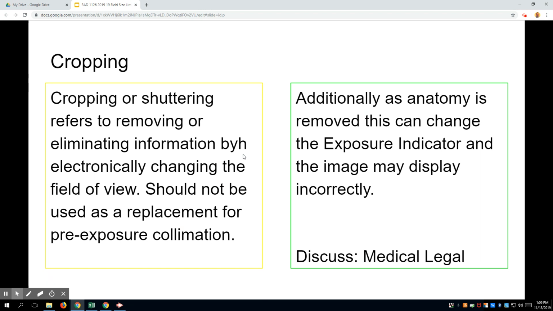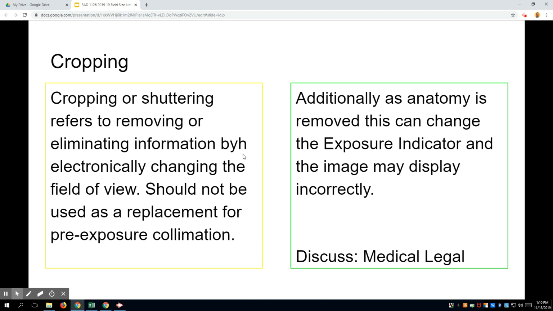But really the most important part, which kind of steps a little bit out of my scope in this particular course, is it becomes a medical legal issue, right? In that if you crop out information that cannot be recovered by the radiologist, unless maybe they do some kind of magic, but they don't even know it's there to recoup that information sometimes, you are making a medical decision that is beyond our scope of practice. So it's just a no-no, right?